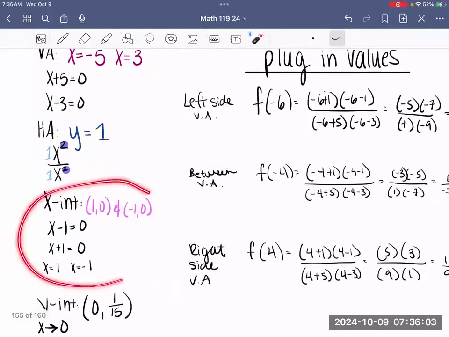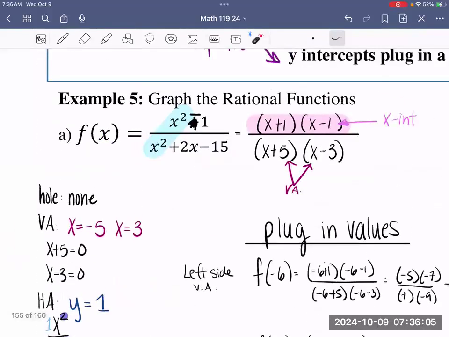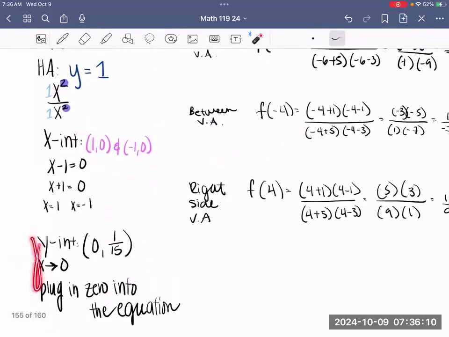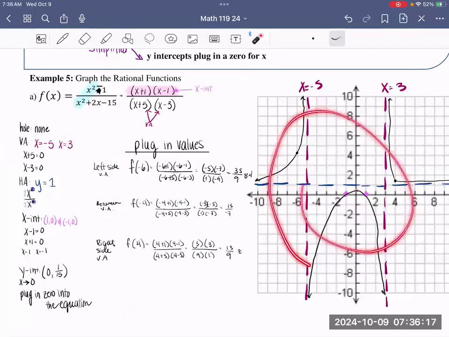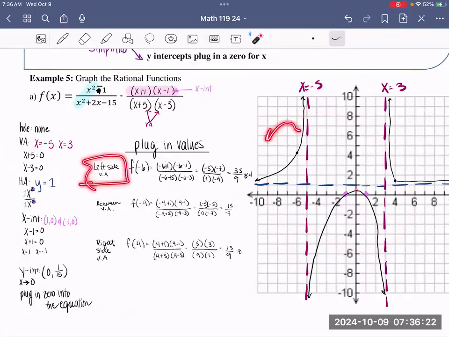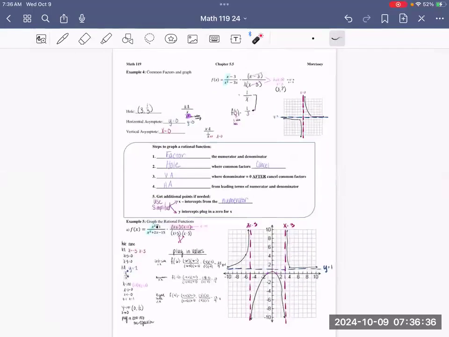Your x-intercepts come from your numerator that's been simplified. Or if nothing canceled, it's found all up above. And for your y-intercept, we go ahead and plug in a 0 into your equation. We graph your special features, and then we try to plug in 1 to 2 values on the left-hand side, in between, and on the right-hand side of your vertical asymptotes. Again, you can cross your horizontal asymptotes at times, not always, depending on the graph itself. All right, and that concludes your graphing rational functions.